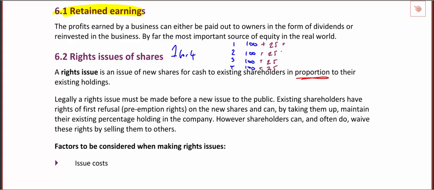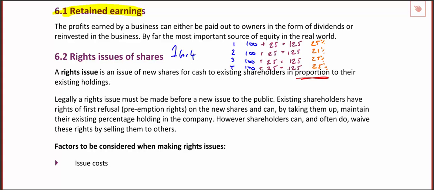That leaves them all then, obviously, with 125 shares each. And the business has raised money by selling shares, and yet all of those shareholders have maintained their level of control. So they all still have 25% of the business.